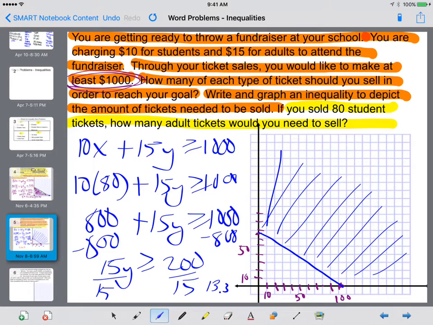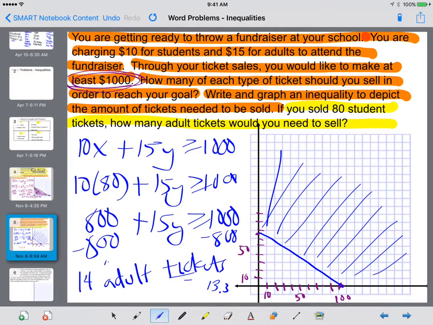So that means if I need more than 13 tickets, I'm going to round this up, and we are going to say that I would need 14 adult tickets. If we went to 13, we would be just shy. Therefore, I need to round it up. And that would be my final answer.